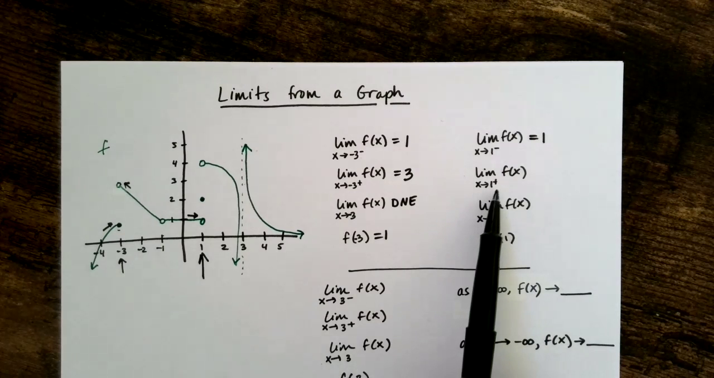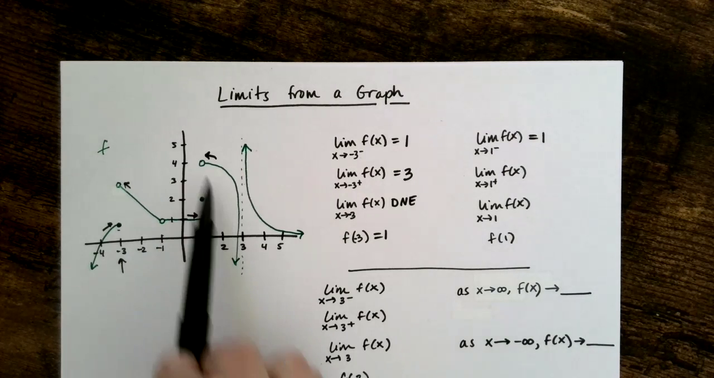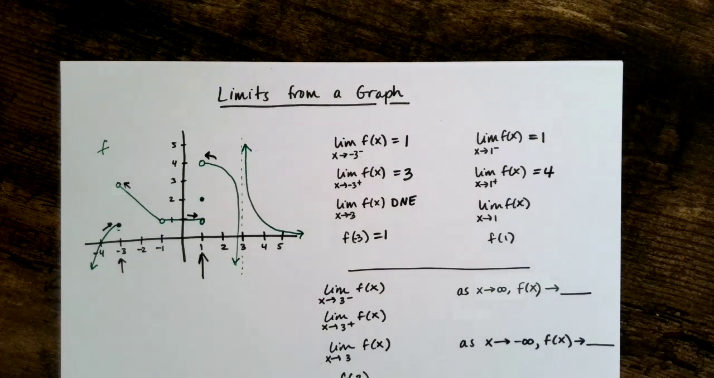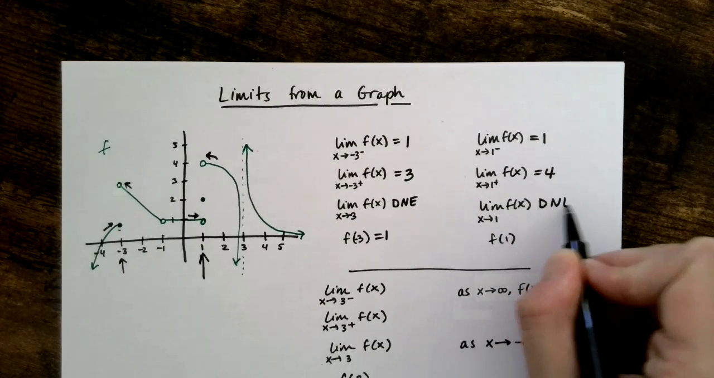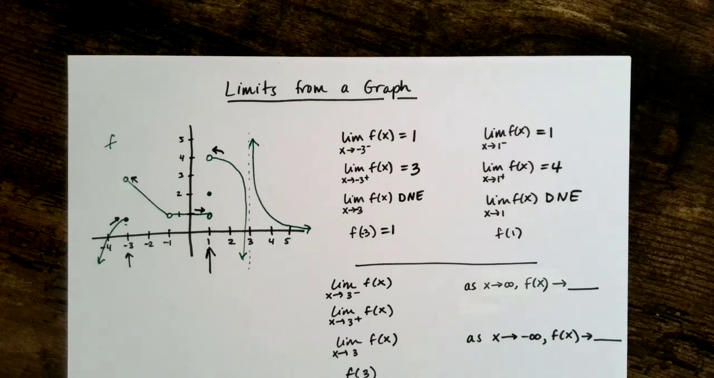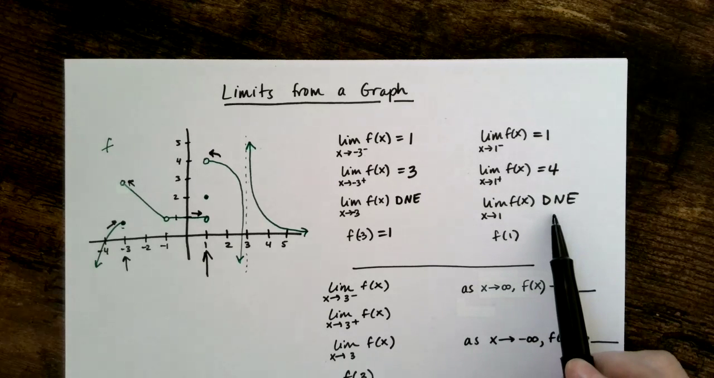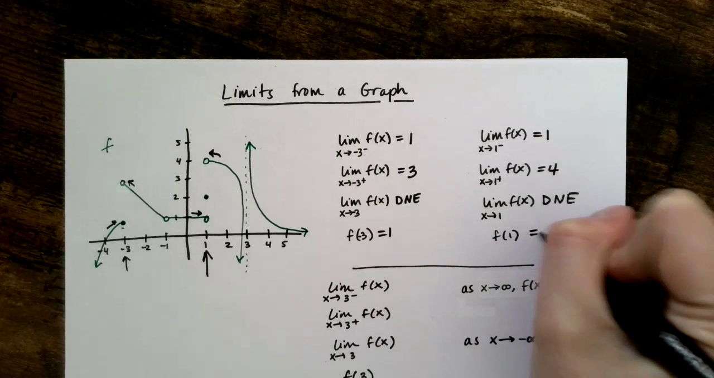If we approach 1 from the right side, though, that puts us way up here at height 4. So all of these would be telling you that that height should be 4. And again, because these two don't agree, this overall limit at just regular 1 does not exist. And this one's extra weird because f of 1 doesn't match any of these things like it did over here. So f of 1 is 2, because that's where that closed dot actually is.